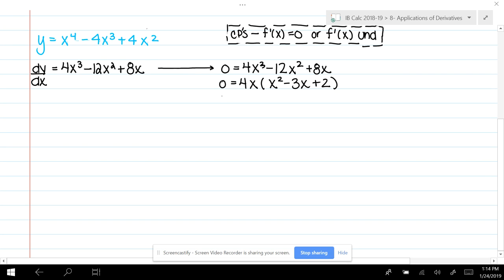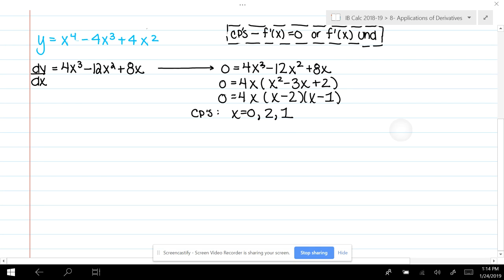And a 4. And now I shall factor x squared minus 3x plus 2. So that's x minus 2 times x minus 1. All right. So that means I have 3 critical points. These critical points are at x equals 0, x equals 2, and x equals 1.